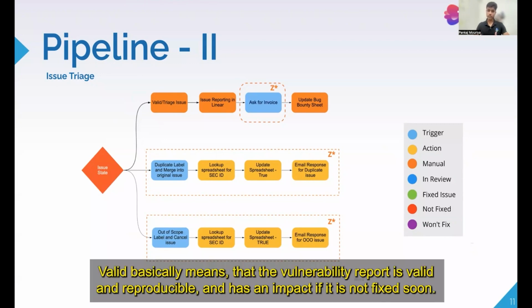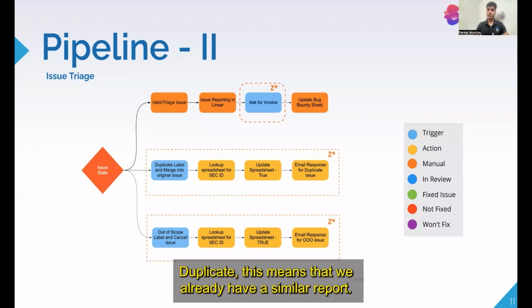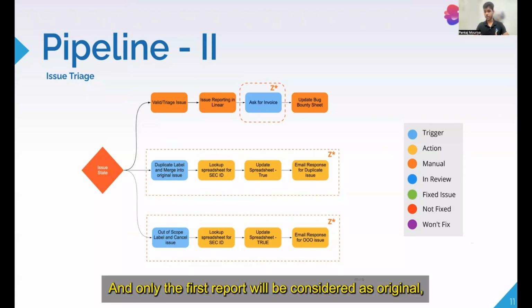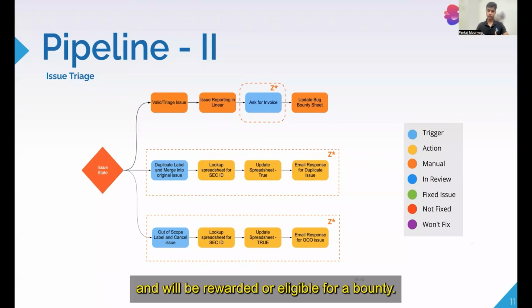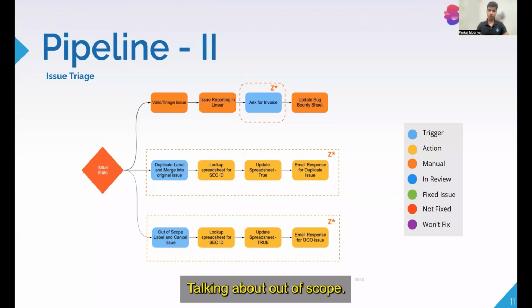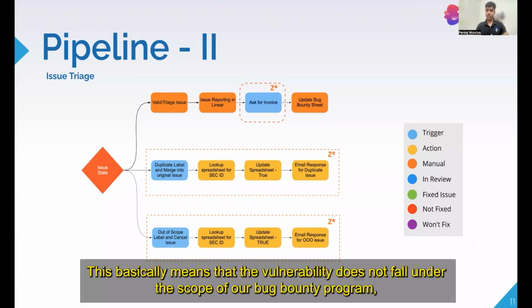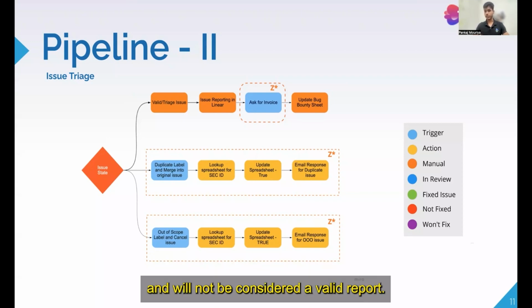Valid basically means that the vulnerability report is valid and reproducible and has an impact if it is not fixed soon. Duplicate means that we already have a similar report, and the first report will be considered as original and will be rewarded, or you can say eligible for a bounty. Talking about out of scope, this basically means that the vulnerability does not fall under the scope of our bug bounty program and will not be considered a valid report.